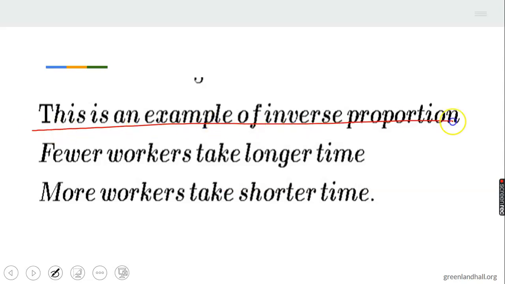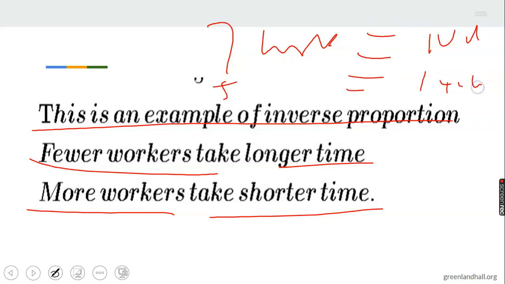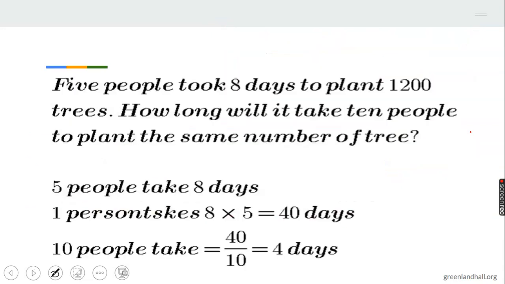Now this is an example of inverse proportion. Fewer workers take a longer time and more workers take a shorter time. You can see 7 workers take 10 days, 5 workers 14 days, 1 worker takes 70 days. The more the workers, the less the time.